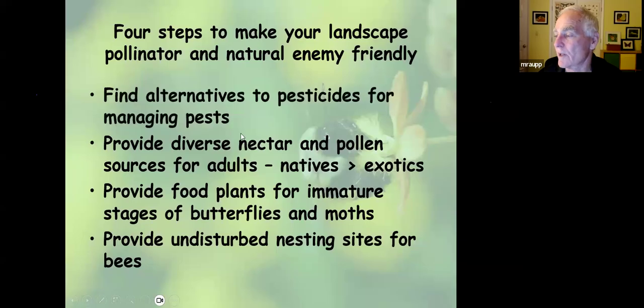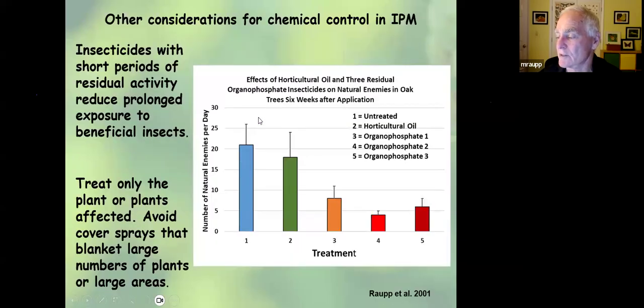I want to talk a little bit about alternatives for pesticides. I've done a lot of research on the effects of pesticides on insect populations in communities, in landscapes. What I do know is when we use long-lasting residual insecticides like organophosphate pesticides, we reduce the populations of these beneficial insects, the natural enemies, as much as 6 weeks after the application of the pesticide.